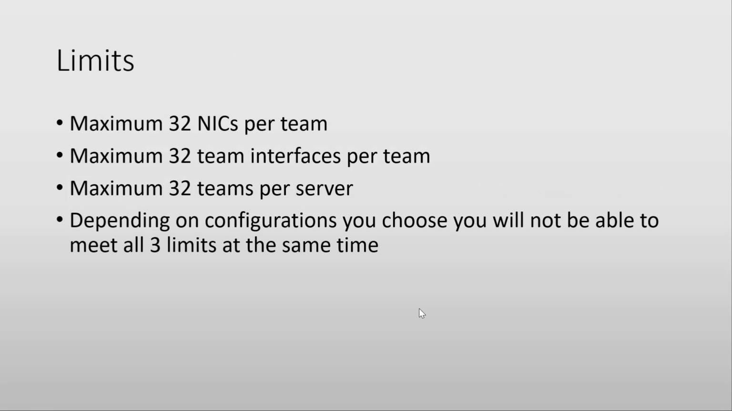As far as limits go, a team can have a maximum of 32 network cards in it and can have a maximum of 32 team interfaces. Also on a server you can have maximum 42 teams. So number 42 really is the magical number here. But be careful because not all of these three limits can be achieved together. So you can't have 42 teams with 42 NICs each team and each team will expose 42 interfaces. It would be a very big number.